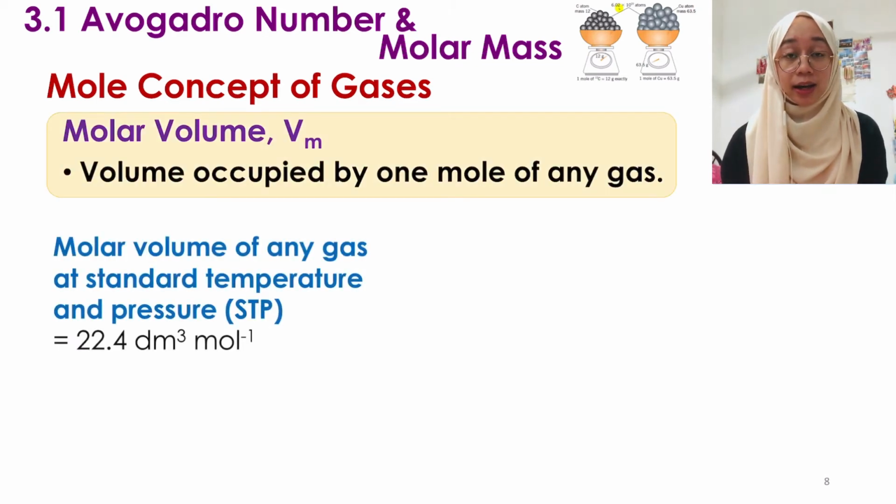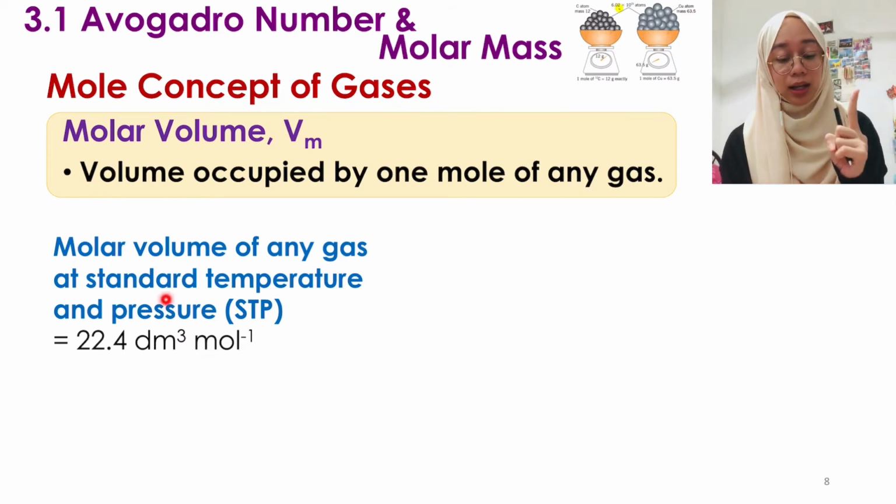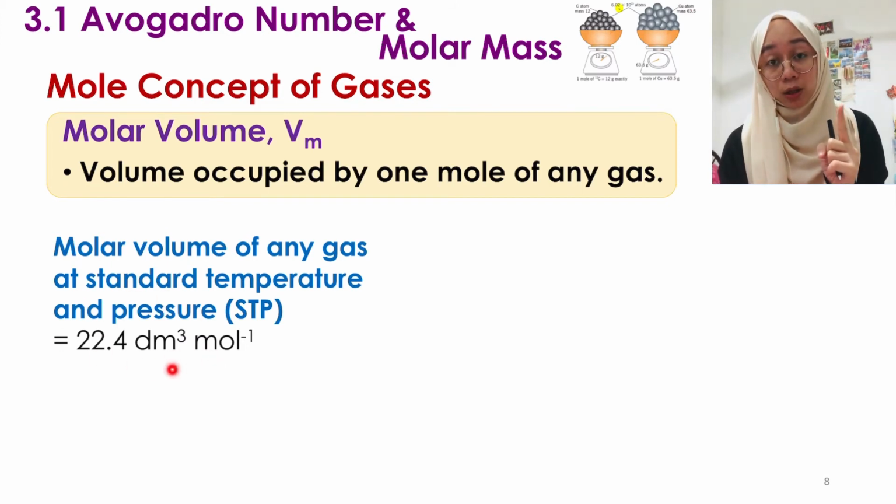Okay, and it said that ada 2 condition. Okay, satu adalah condition dekat STP. Okay, so kalau molar volume of any gas dekat STP, which is a standard temperature and pressure, the molar volume punya value adalah 22.4 decimeter cube per mole. Okay, meaning each 1 mole it contains 22.4 decimeter cube.